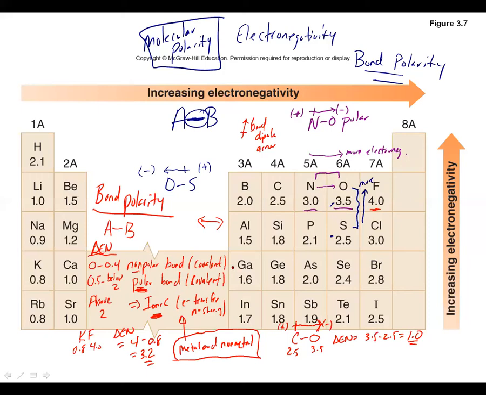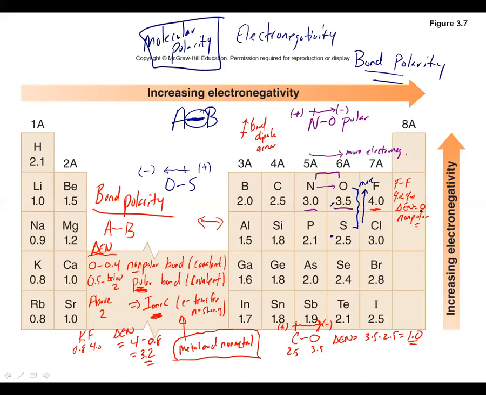We also saw that if you have two elements that are the same, so if you had F2 like we saw the other day, that would be 4 and 4, which gives you a difference of 0 when you subtract 4 minus 4. And that obviously is a nonpolar bond. Sometimes people will call this type of bond, where you have a 0 in electronegativity, a pure covalent bond, because it's perfect equal sharing.